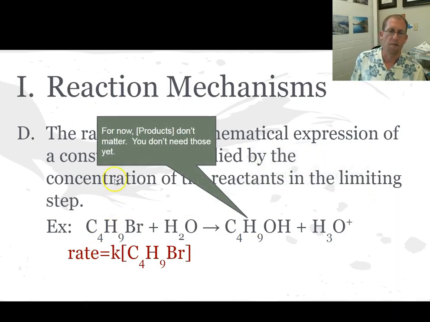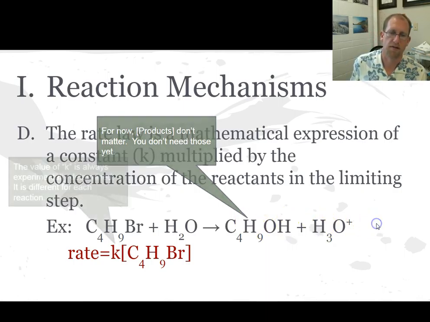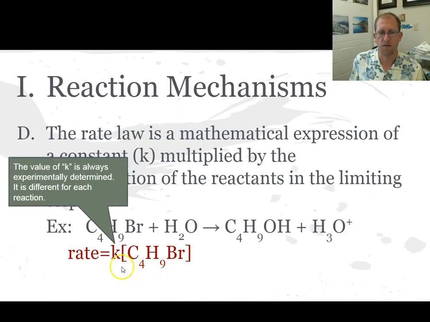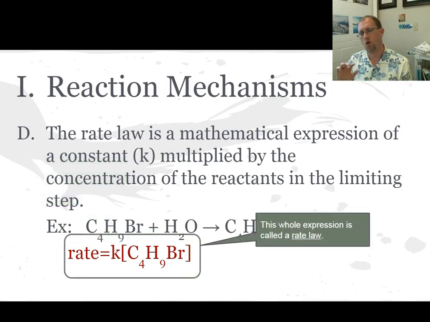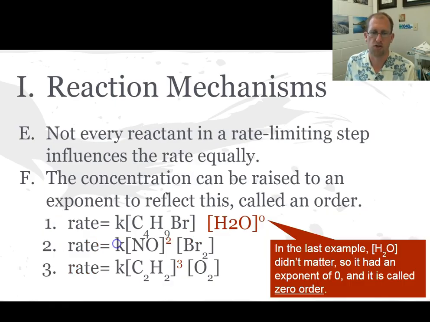Okay, for now, we're not going to worry about the concentration of the products. They will come into play later. But for this moment, we don't care about the concentration of the products. Okay, and the value of K, again, always determined experimentally, and it's different for every reaction. And unless somebody has told you what it is, you need to figure it out after you've done the reaction, actually in the lab. Okay, so this whole thing is called a rate law. That's what that mathematical expression is called.